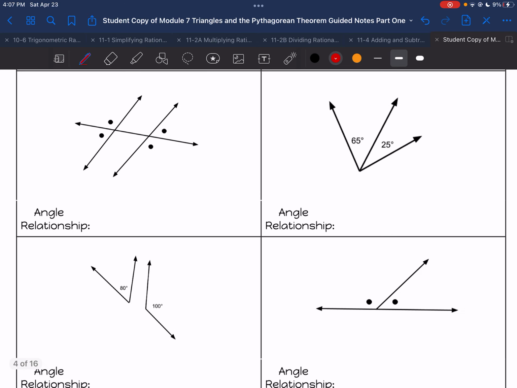Next up, we have these two. So it looks like I have some parallel lines. I've got a transversal, and I'm looking for these right here. Well, they're on the outer edge, so these are going to be exterior. They are exterior angles. They're on the outside. Okay. So we have next 65 and 25 degrees. 65 plus 25 is 90, so that makes these complementary.